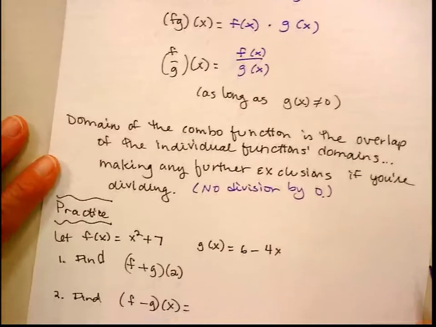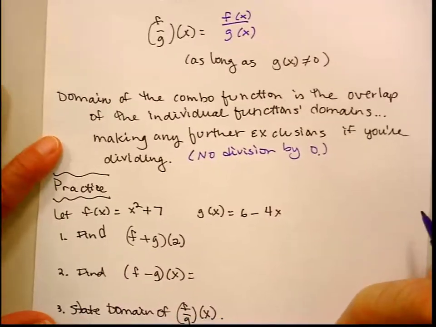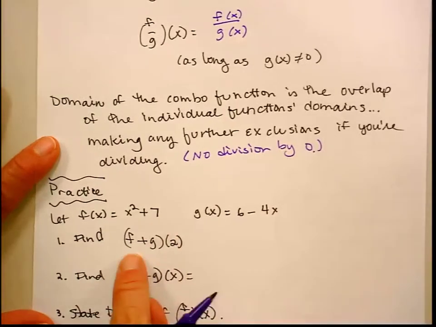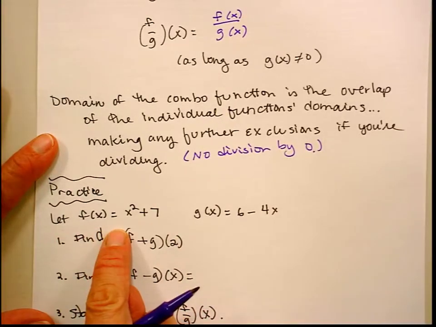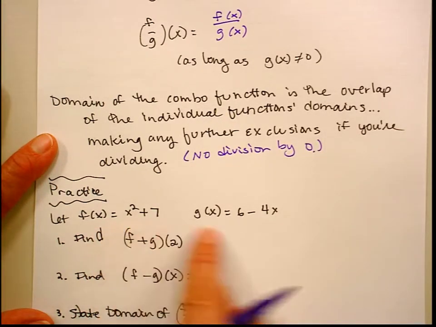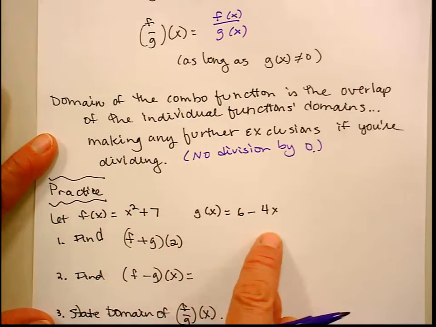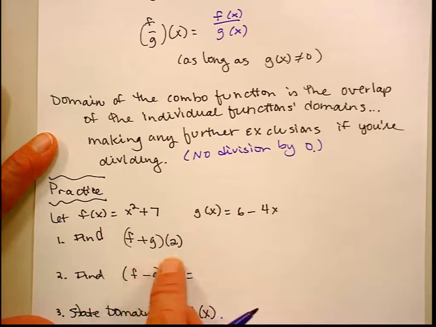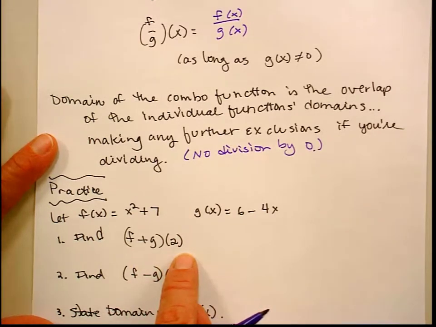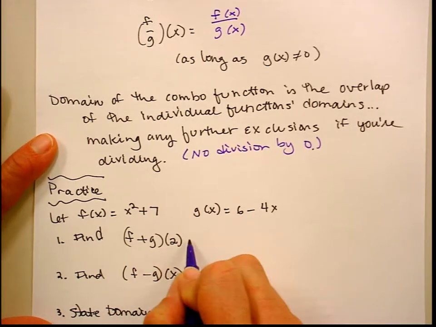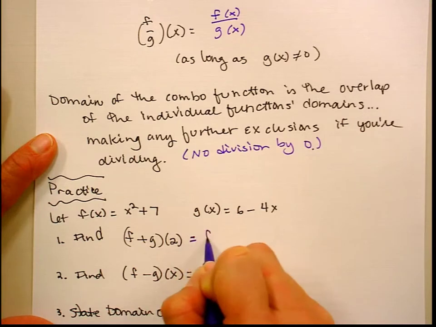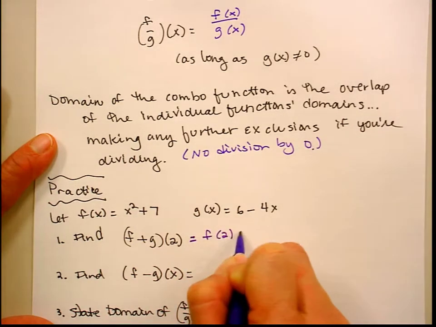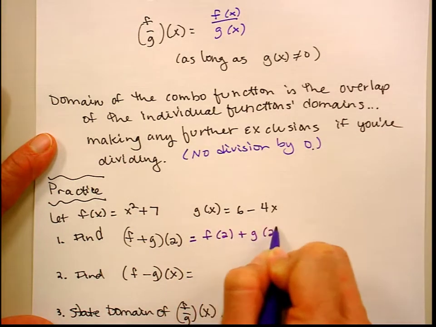Okay, so let's practice. So here I have f of x. It is x squared plus 7, and I have g of x, 6 minus 4x. And I want you to find f plus g of 2. So if it's f plus g of 2, that's the same thing as f of 2 plus g of 2.